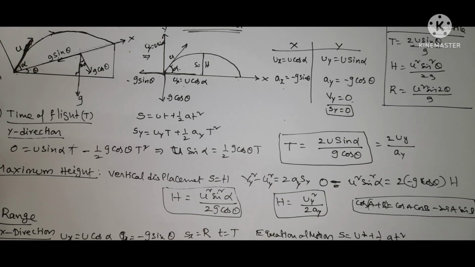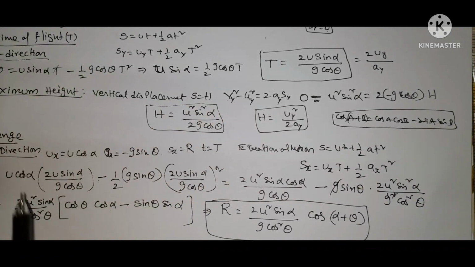So the simple thing is, when it is bottom to top, alpha plus theta is there. When it is top to bottom, the value simply changes to alpha minus theta.